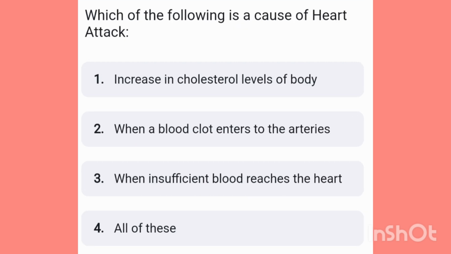Proceed to the next question. Which of the following is the cause of heart attack? Option number 1, increase in cholesterol levels of the body. Option number 2, when a blood clot enters the arteries. Option number 3, when insufficient blood reaches the heart. And option number 4, all of the above. And the correct answer is option number 4, that is all of the above.